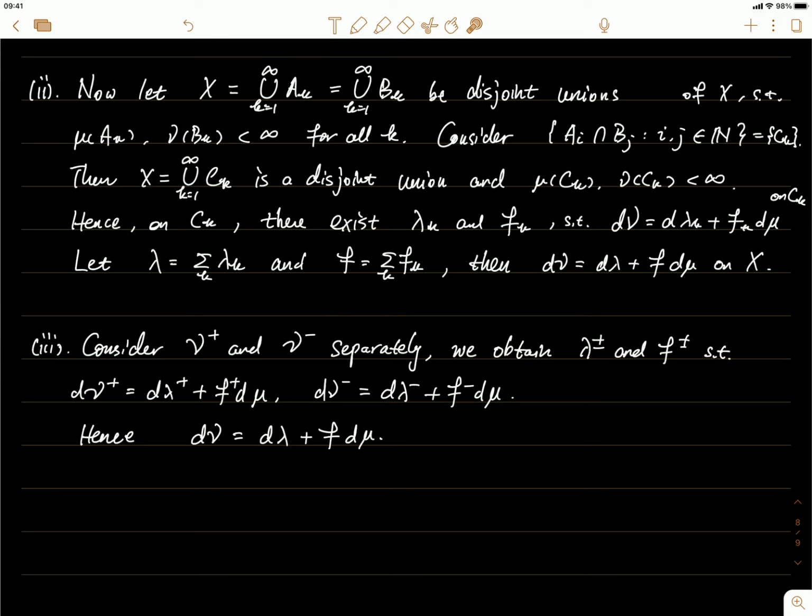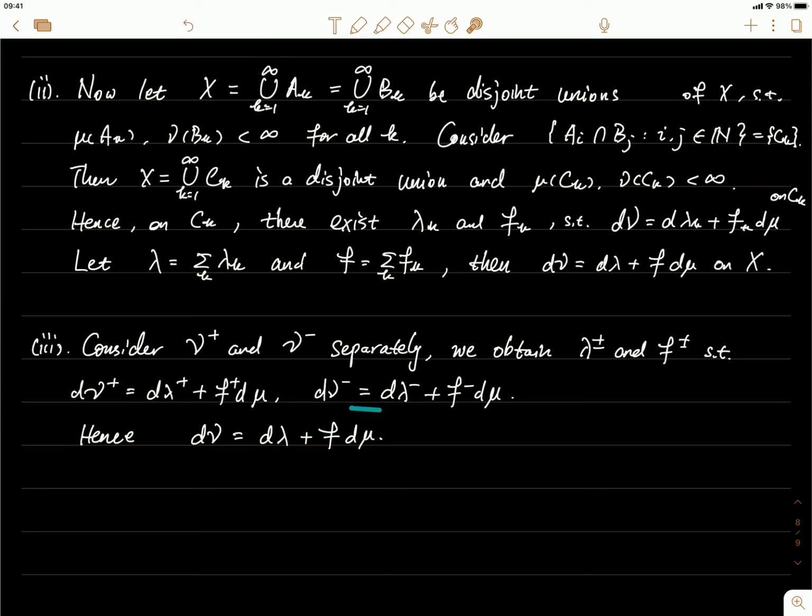For each of these two measures, which are both positive, we can apply the result we just proved. For each of them, we can find lambda plus, f plus, lambda minus, and f minus, so that we can decompose each of these two into this form. Again, these are the Radon-Nikodym decomposition. As we said, this is the part that is the orthogonal complement of mu, and this part is absolutely continuous with respect to mu.